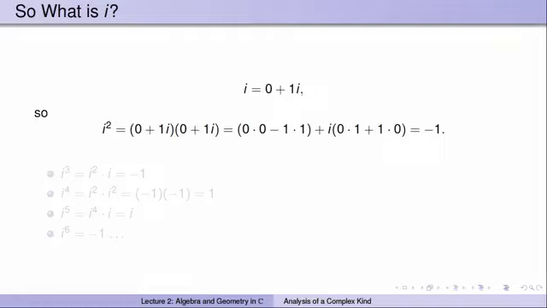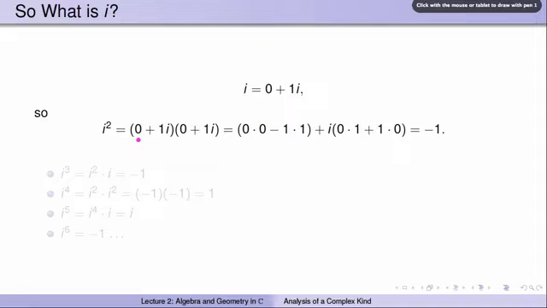Now what exactly is i, that number i? So far, it's kind of just a symbol that's been sitting there. Well, i is certainly the same as 0 plus 1 times i. And so I can now calculate i squared, because i is 0 plus 1 times i, and the other i is also 0 plus 1 times i, and I can use the rule of multiplication that I just defined to find out what this is.